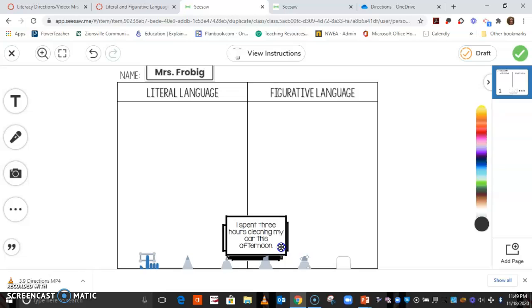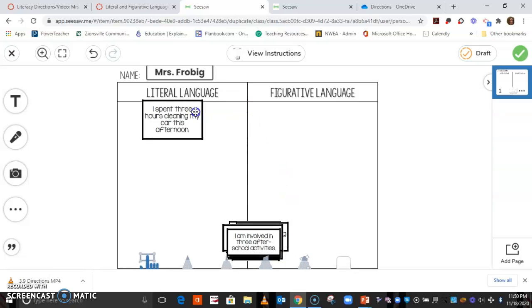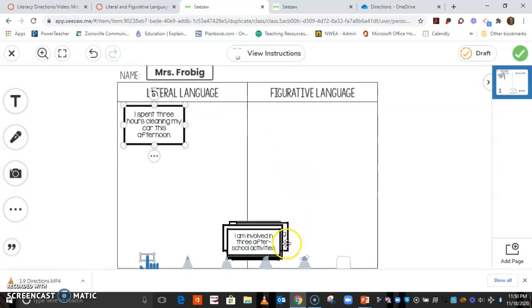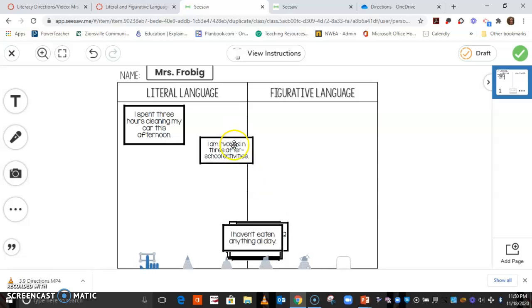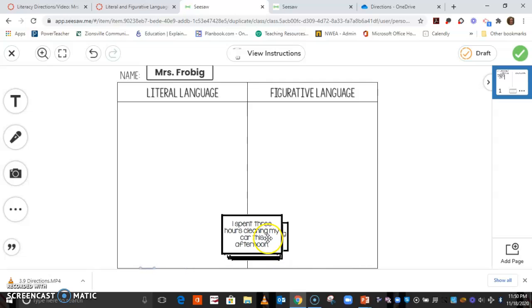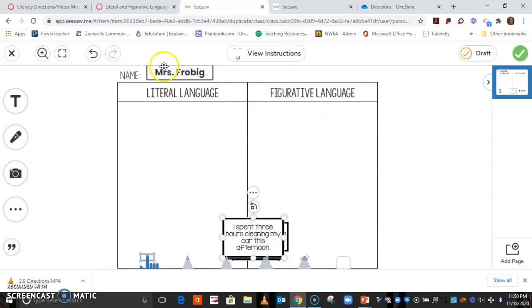So I spent 3 hours cleaning my car this afternoon. Well, that might seem like a really long time, but that is something that you could do, right? That it's not beyond a dictionary definition, so that might be a literal language. Okay, and then you're going to go through. I think you have about 14 of these that you have to read the sentence. You're going to click on it, drag it to where you want it to go. Okay, and then when you're finished, this is like a worksheet, right? Like that you would have at your desk.